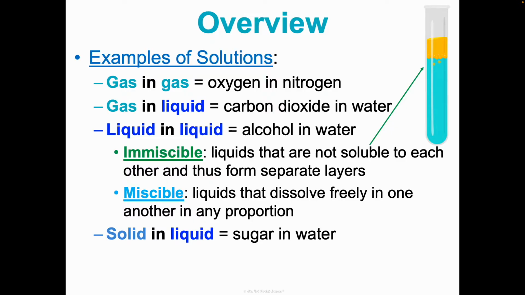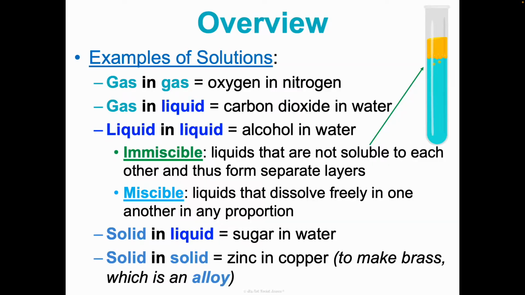Also, of course, we have a solid and a liquid, like dissolving sugar in water, like that lemonade powder in water. And then there are also solid and solid mixtures. If y'all remember back in Unit 4, chemical bonds, Concept 3, we talked about metallic bonds and alloys, which are mixtures of metals. Brass is simply zinc dissolved in copper. Okay, so this is possible.